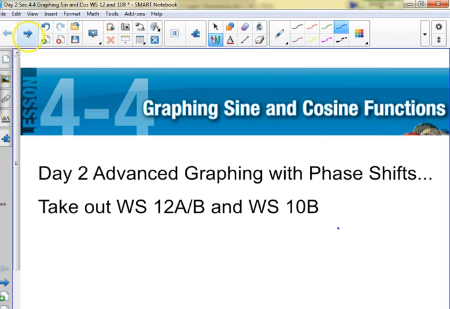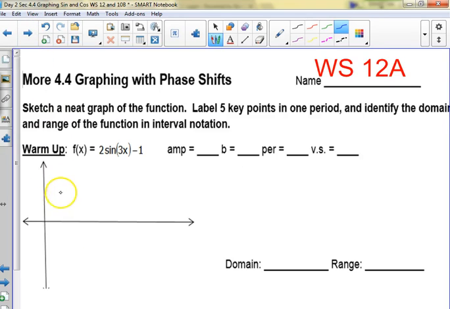Okay, so at the top of worksheet 12, it says warm up. And we have 2 sine 3x minus 1. What things are going on here? The amplitude is 2.